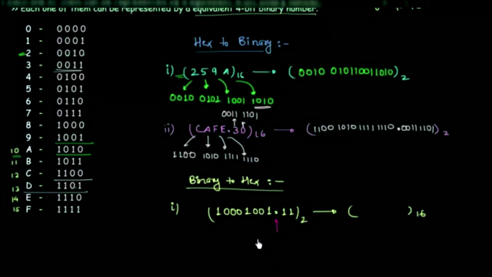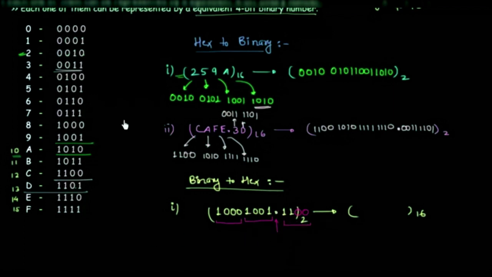In case of binary to octal, we made group of 3 bits, but in this case we will make group of 4 bits. And for integer part, we will start from right to left. So the first group is 1001, second group will have 1000, and for fractional part we will make group from left to right. So the first group will have 11, and then I will add 2 zeros to make it group of 4 bits. So now we have 3 groups, 2 for integer part and 1 for fractional part.